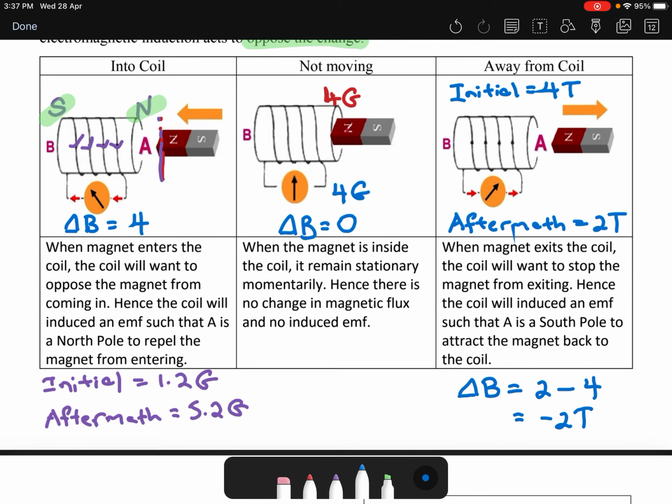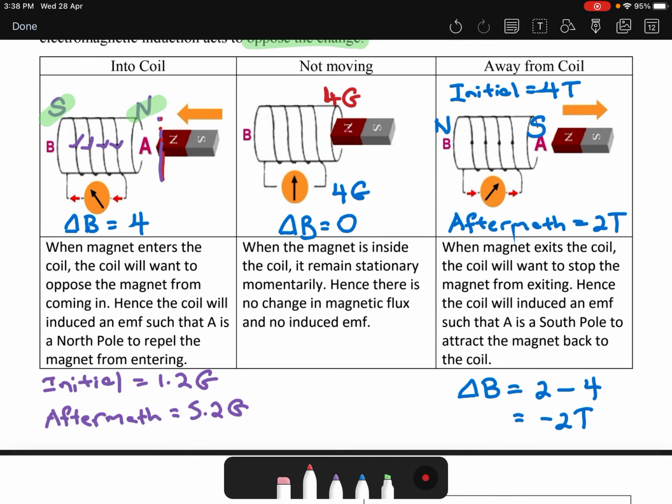The coil wants the magnet to be inside of the coil itself, so it will tend to attract the magnet back. It doesn't want the magnet to move away. So it will attract back the magnet by inducing point A as south pole and point B as north pole, because south and north attract. Before you create magnetic poles, you need to first induce an EMF.